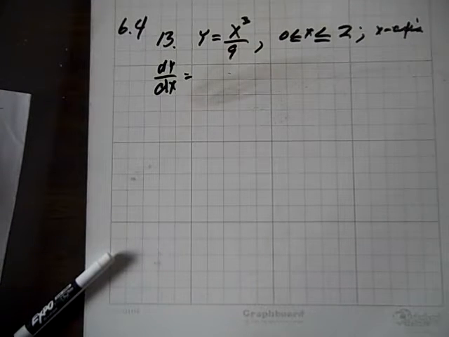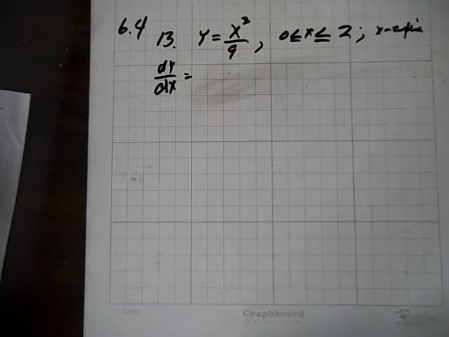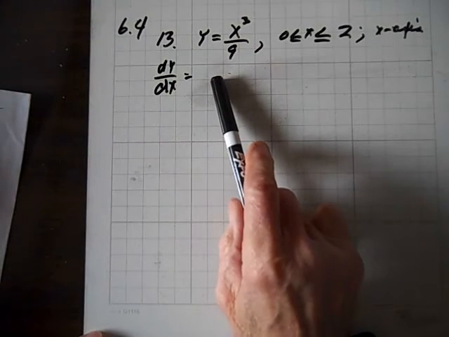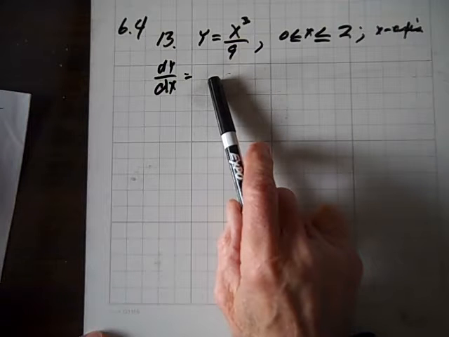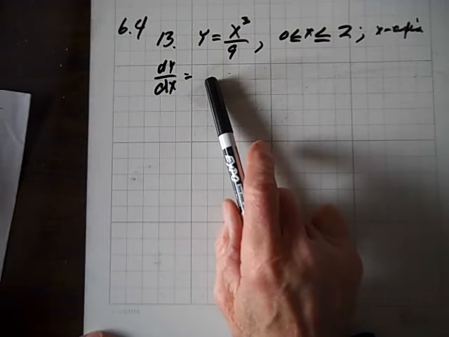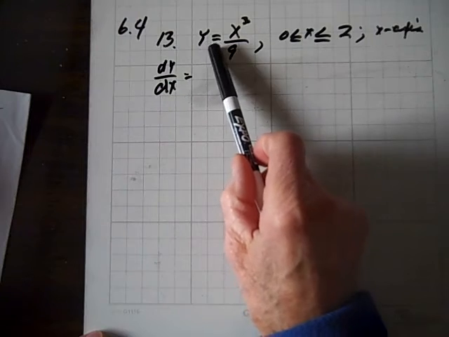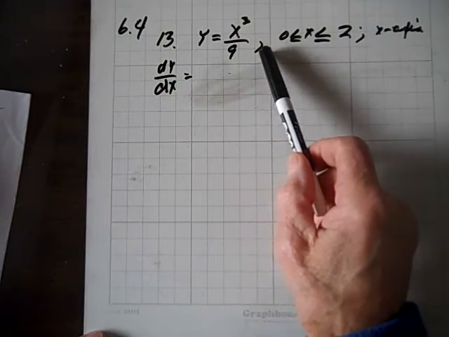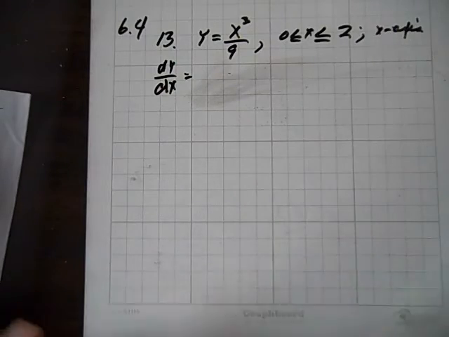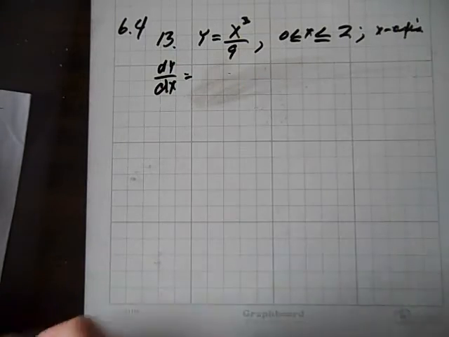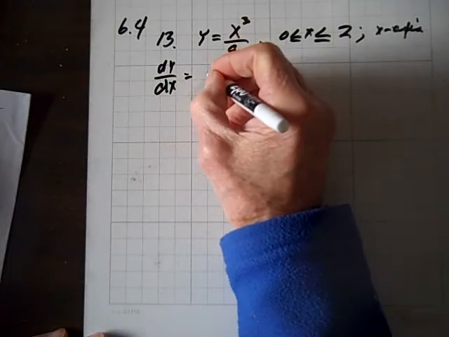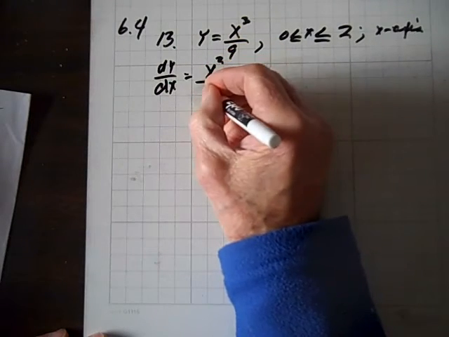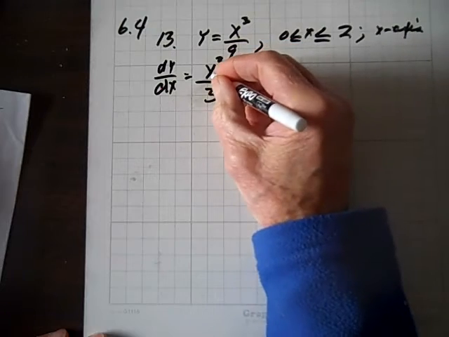Well, now we're doing section 6.4, question 13. And we have to find the surface area of the figure that's created when we revolve this curve about the x-axis on the interval from 0 to 2. Our first task is to find the derivative of that, and that'll be x squared. We bring the 3 down. 3 goes into 9 3 times.